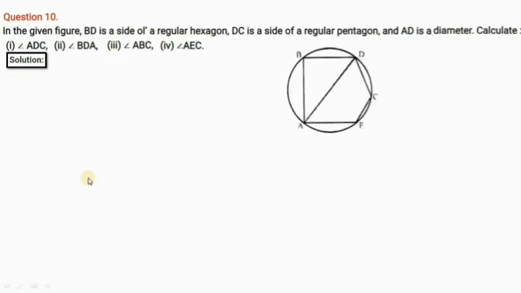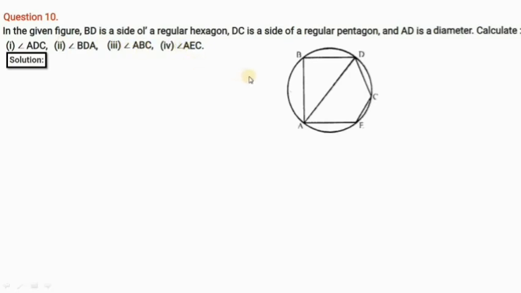Okay, let's have the last question now. The question says, in the given figure, BD is a side of a regular hexagon. DC, this one, is one of the sides of a regular pentagon. AD is the diameter. We need to calculate ADC, BDA, ABC and AEC.